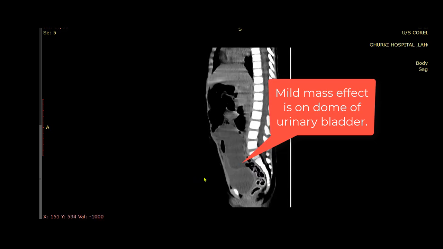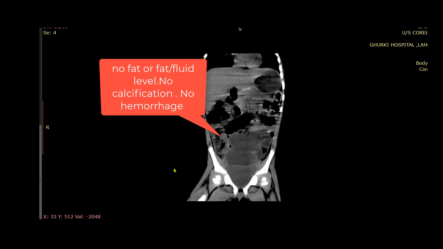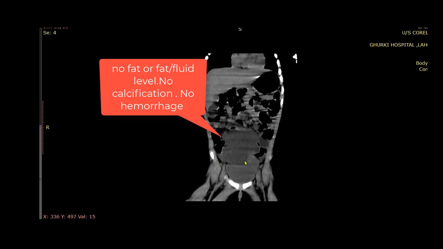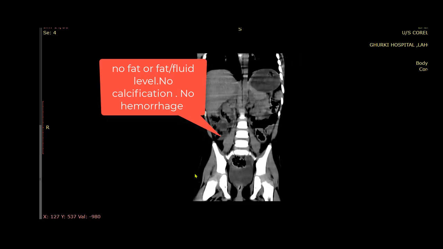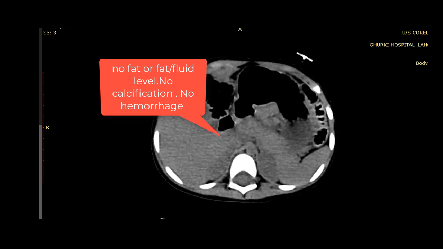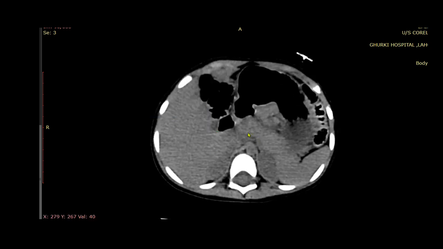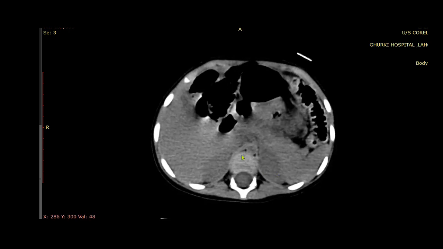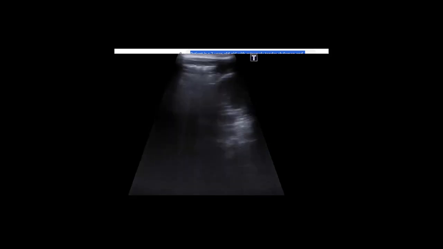Lesion looks like in the lower portion of the small gut mesentery. There is no fat or fat fluid level in it. No calcification. No hemorrhage. Gut loops are not dilated. Channels and both kidneys are normal. No para-aortic lymphadenopathy seen. What could be this lesion? What would be differential? How to proceed to conclusion?